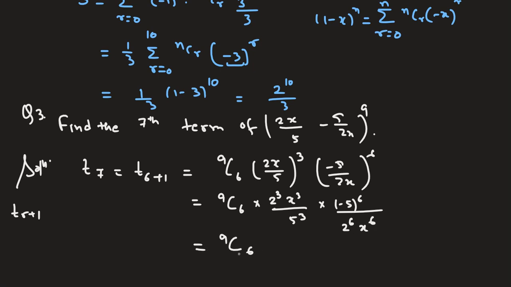So now we have 9C6, 2 power 3, x power 3 and 5 power 3. Here, minus 5 whole power 6, 2 power 6 and minus x whole power 6. So x power 6 cancels with x power 3, leaving x power 3 in the denominator. 2 power 6 cancels, leaving 2 power 3. Minus 5 whole power 6 becomes plus, so 5 power 6 leaves 5 power 3 only. So 5 power 3 is 125, and in the denominator we have 8x cube. So this will be the answer.